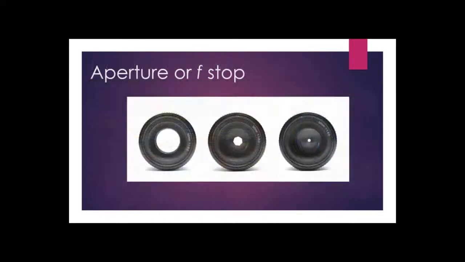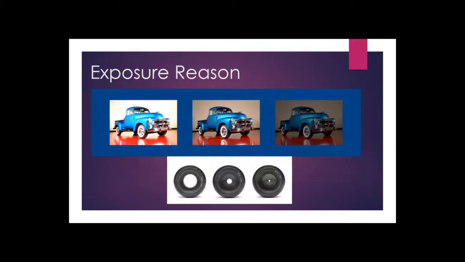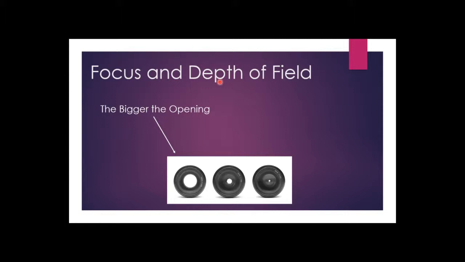So the first thing we're going to need to learn about photography is what the aperture or f-stop is. That's the opening in the front of the lens that either lets in more or less light, and we can adjust it accordingly. The reason for doing it is what we call an exposure reason: we can let in more light or less light to get to what we call a perfect exposure. We don't want it to be too bright and we don't want it to be too dark. But there's another reason for using aperture or f-stop, and that's something we call depth of field.